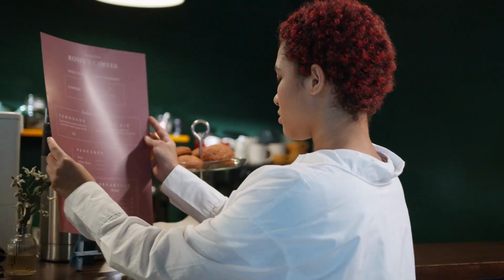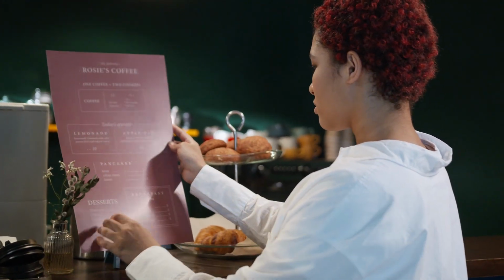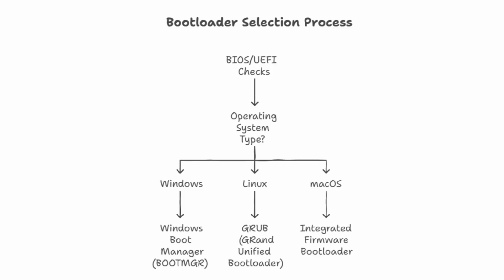Now think of the bootloader like a restaurant menu. When you sit down, you get a list of options to choose from. Similarly, after BIOS or UEFI completes its checks, it looks for a bootable bootloader in the system storage. On Windows, this is Windows Boot Manager, or bootmgr. On Linux, it's typically GRUB, the Grand Unified Bootloader. And on macOS, the bootloader is built into the firmware.